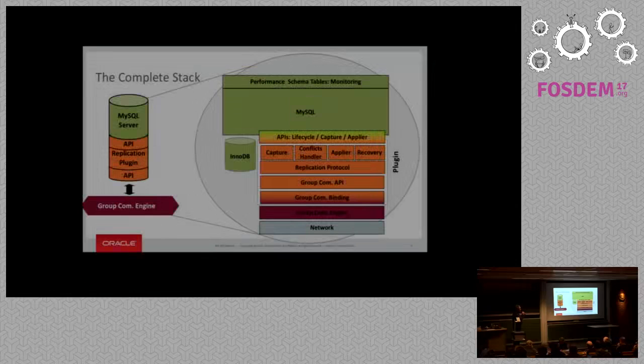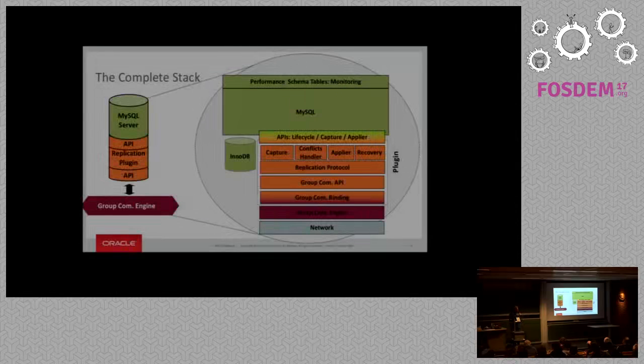Of course, it's our first GA solution. It has been GA since December. There are a lot of things to be done, but the idea is to provide a lot of performance schema tables so that you can monitor the solution. There are a few performance schema tables already provided that you can use to check what's happening inside the cluster, and what's happening within a specific node.